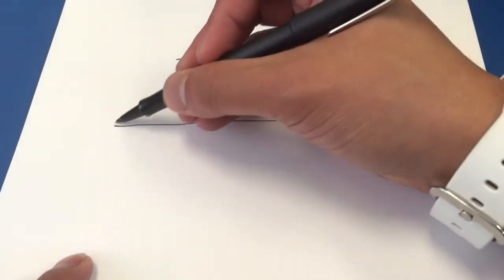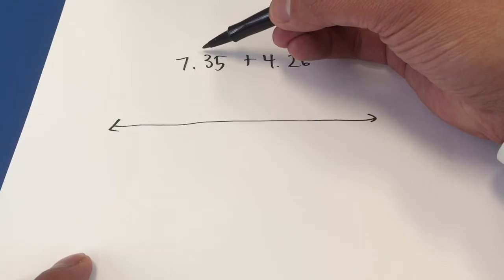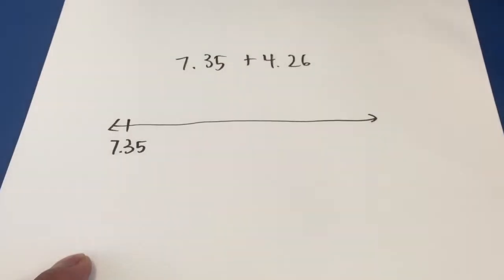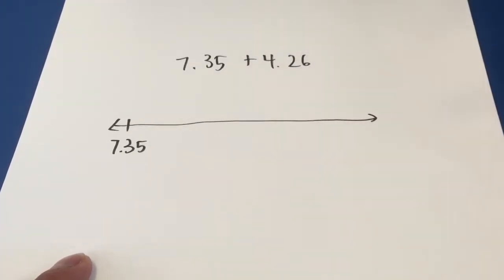So first I'm going to draw my number line. And I like to start with my larger number. My larger number in this case is 7.35, so I'm going to start here. So when you add decimals, you're basically just going to add each individual place value. Those are going to be my jumps.